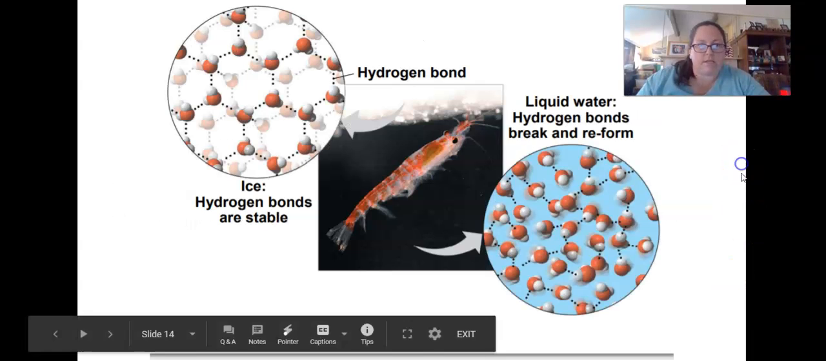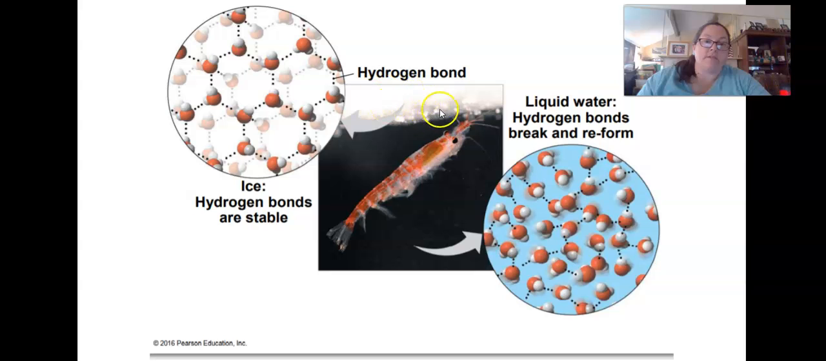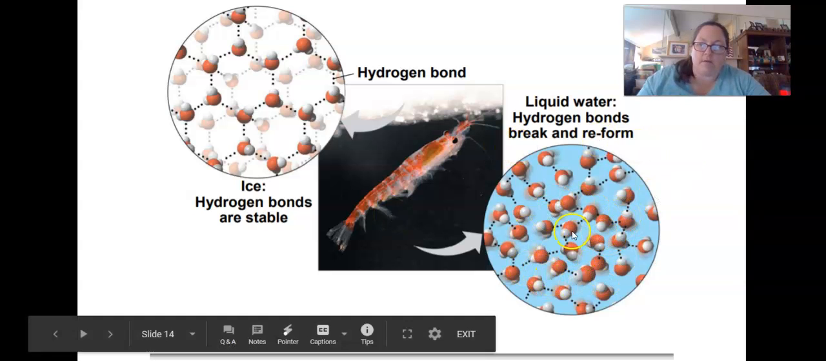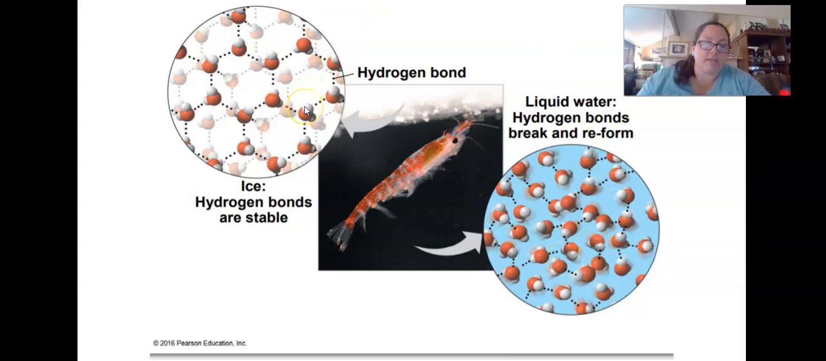So why is that important? Well, things like this little shrimpy who lives in the pond, this ice on top floating is actually protecting the rest of the pond from freezing. So here we see some water, and it has some hydrogen bonds, and it's moving around. They're breaking and reforming all the time. But in the ice, they're very stable, and it allows it to float on top.